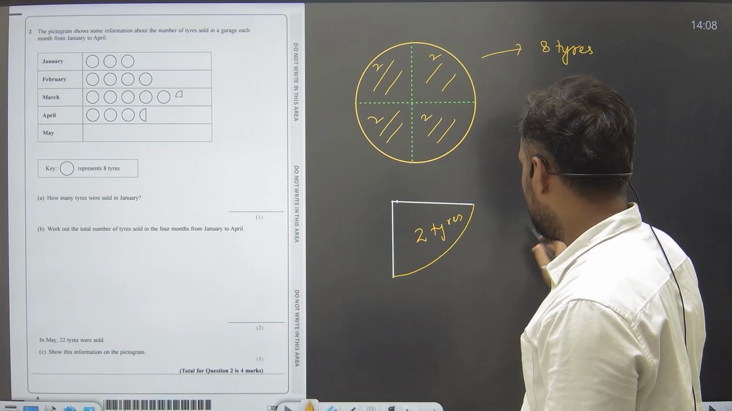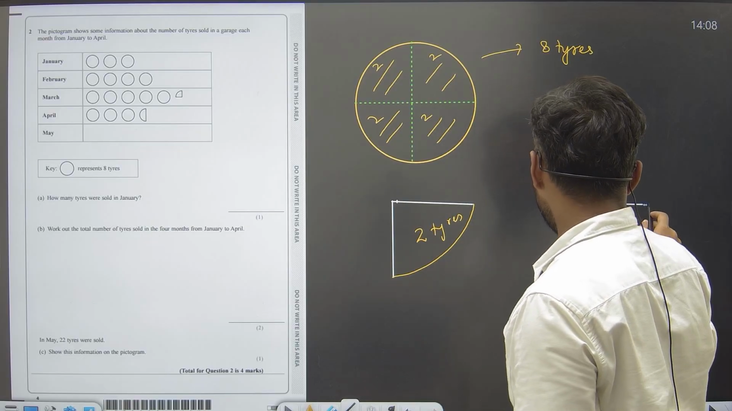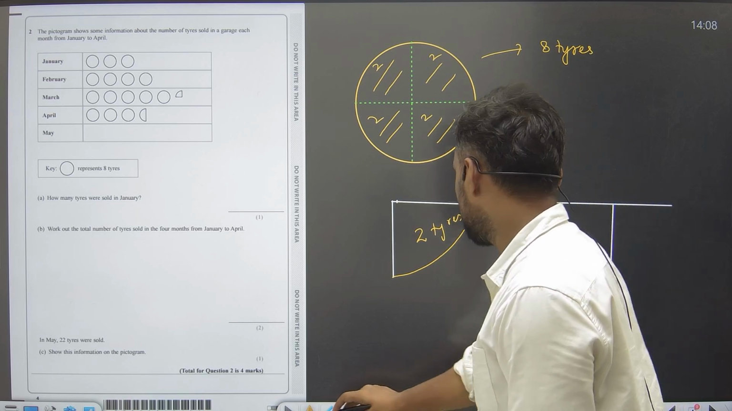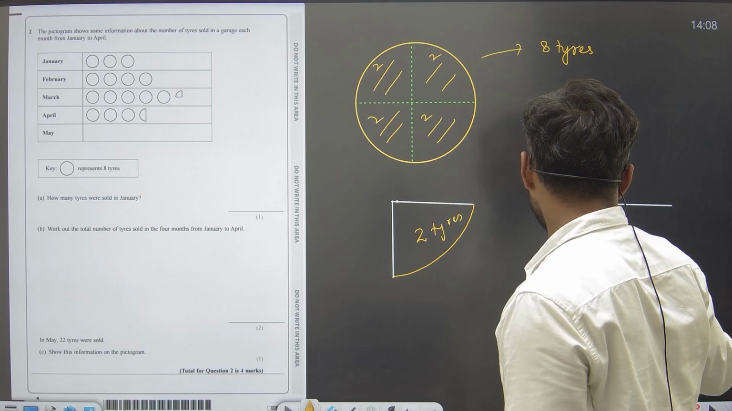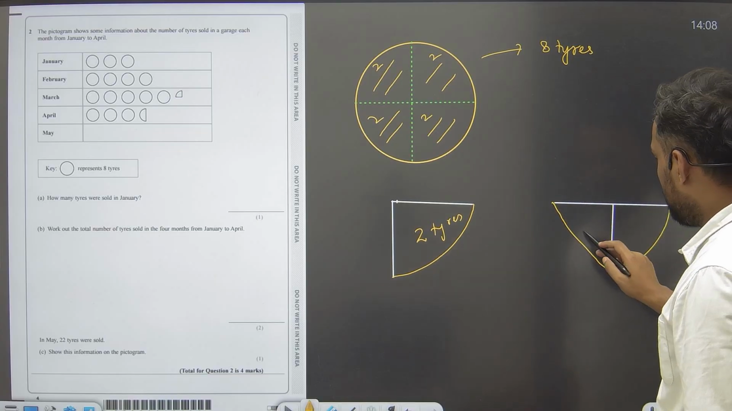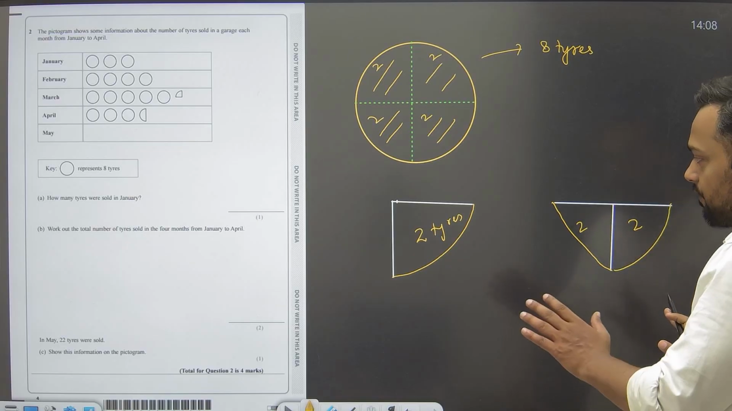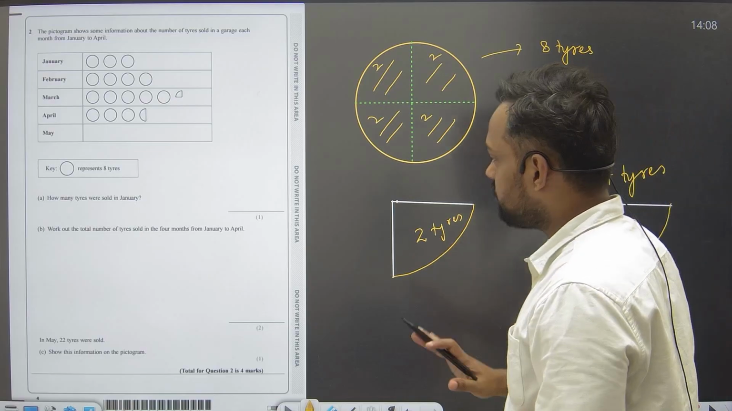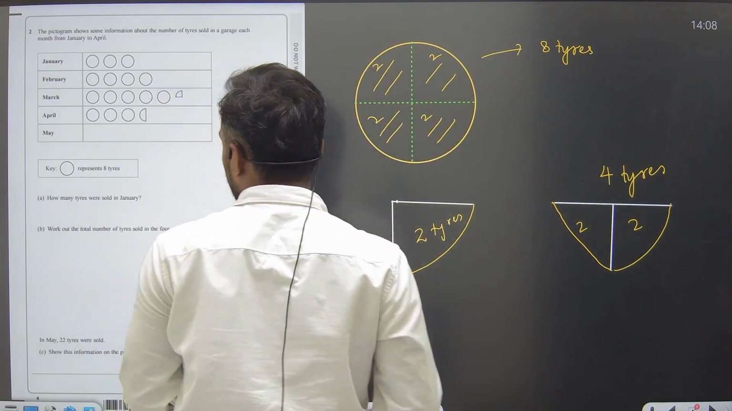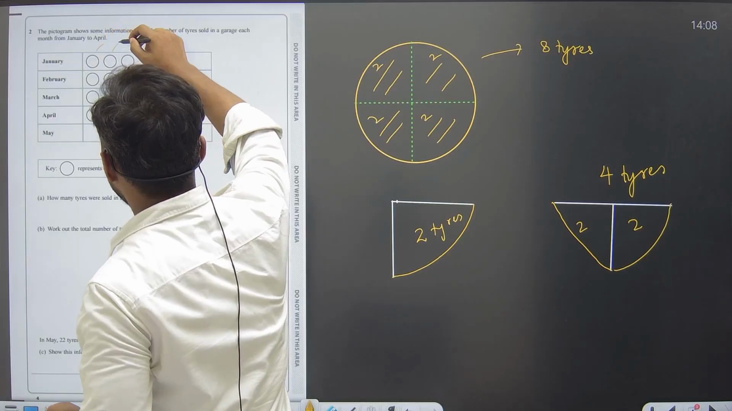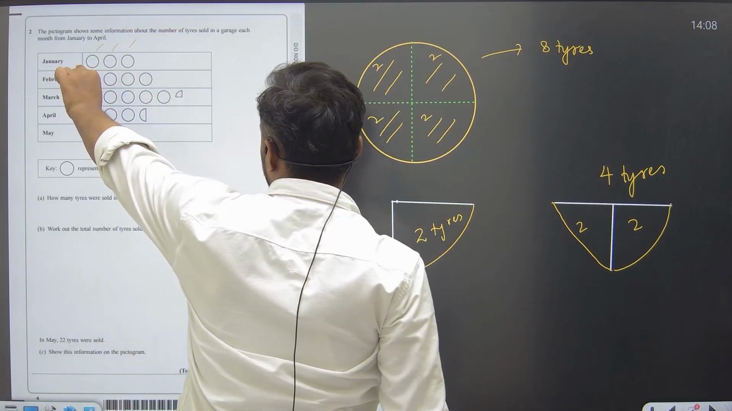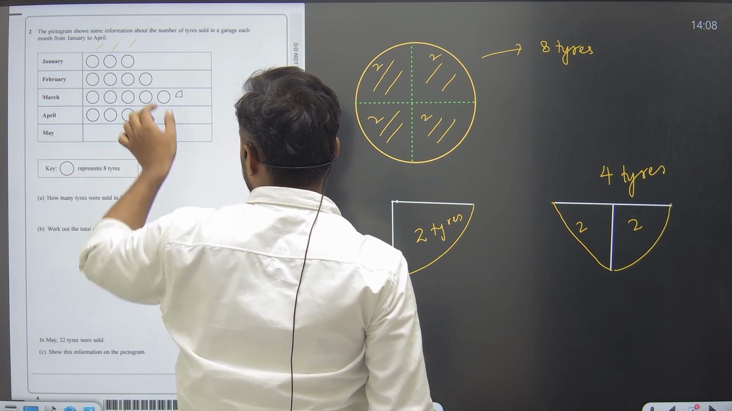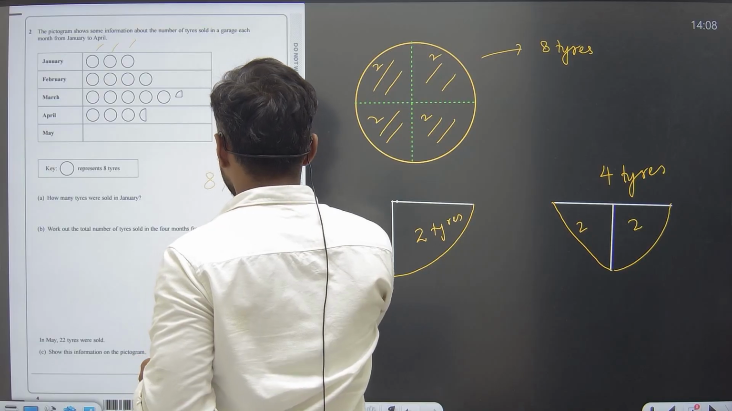Similarly, if I say 1/2 part, how much will it represent? It is made of 2 quarters. So I'll draw it for you also. Okay, so here it's 2 tires and 2 tires. So 1/2 of this particular diagram will represent 4 tires. This is representing 2 tires. So how many tires were sold in January? You can say that 3 circles are there in January. One circle was representing 8 tires. So for 3 circles it will be 8 cross 3, that is equal to 24.